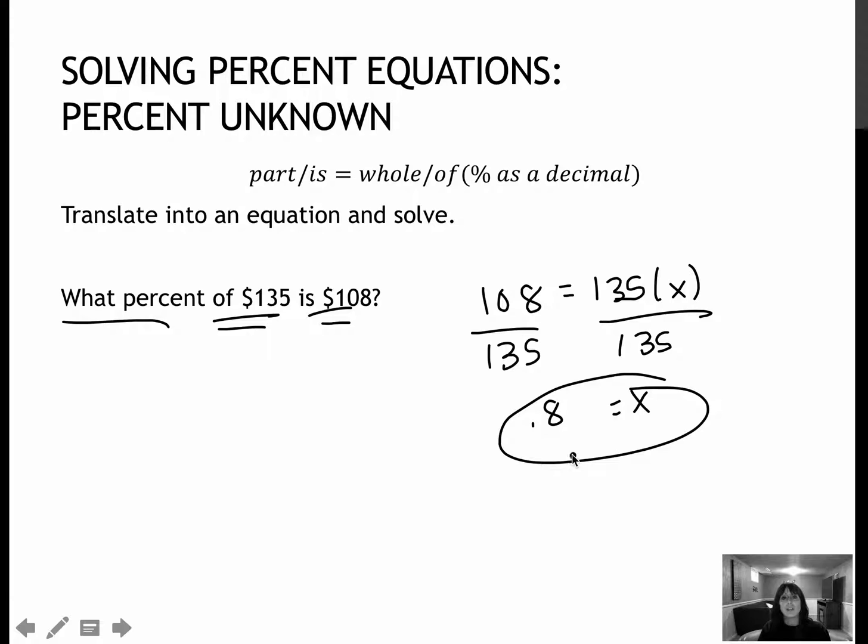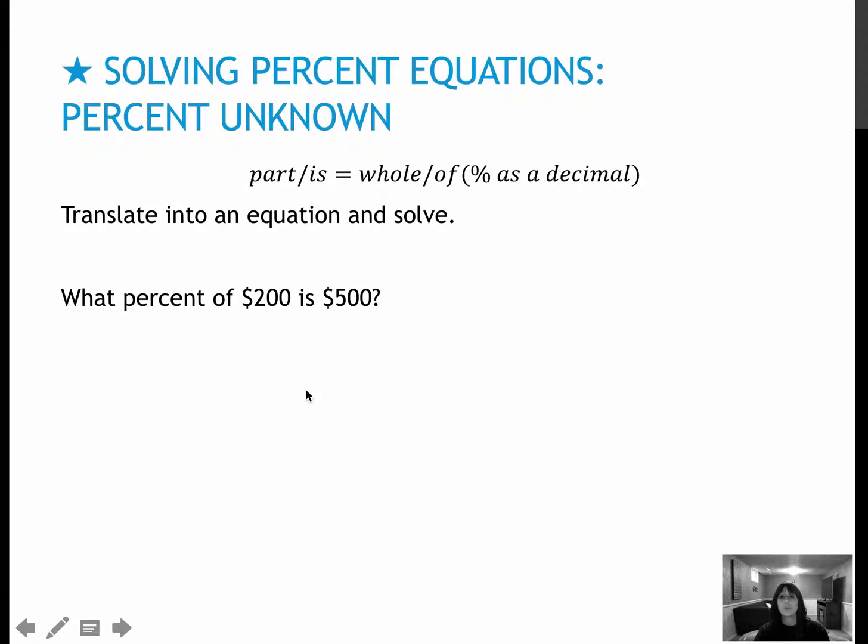So this is the disadvantage of using the equation rather than the proportion, is that I now have to move that decimal 2 places to the right to turn that back into a percent. So 80% would be my solution. So 80% of 135 is 108. Try this one on your own, then press play to see how you did.